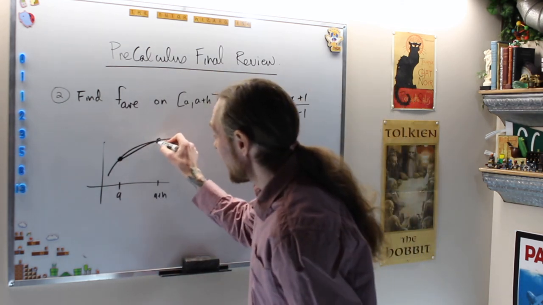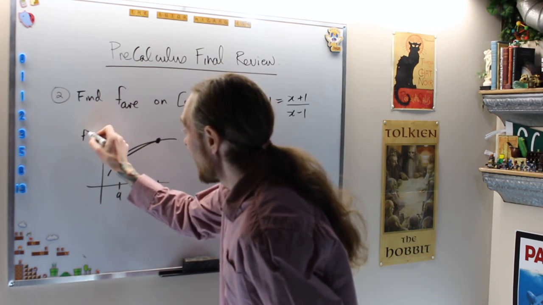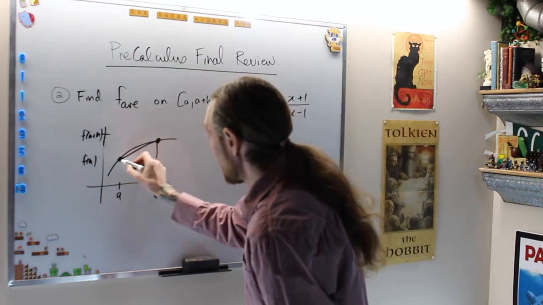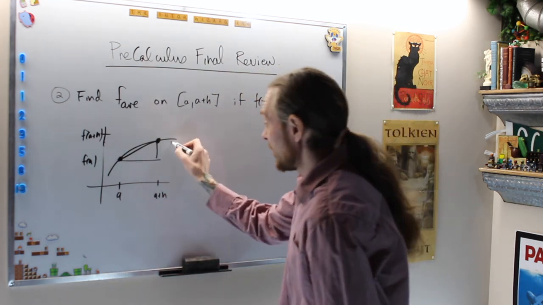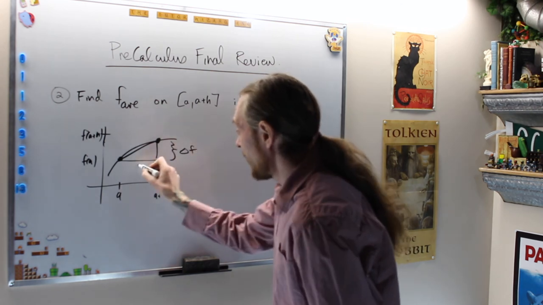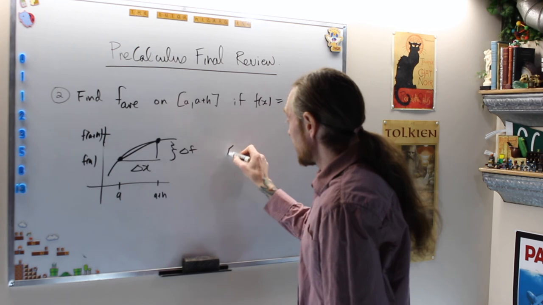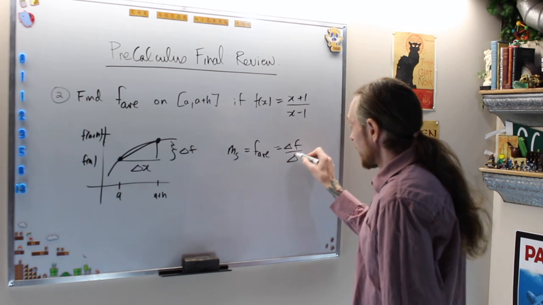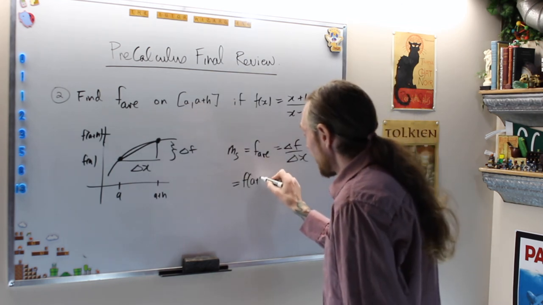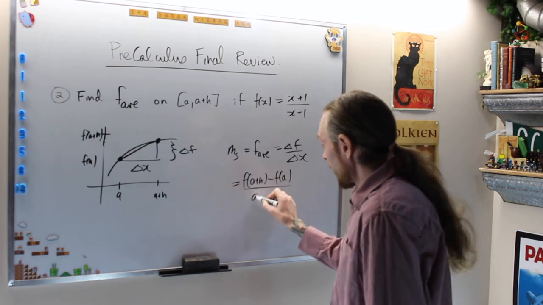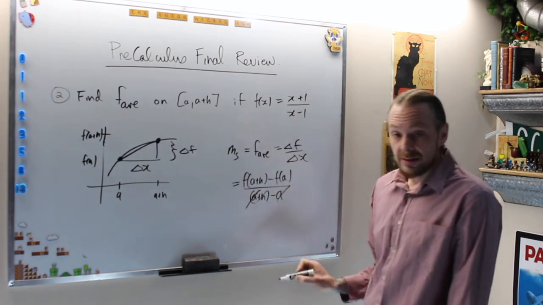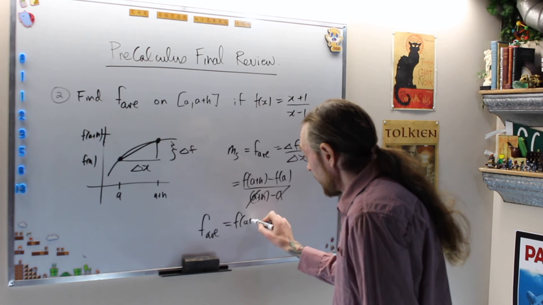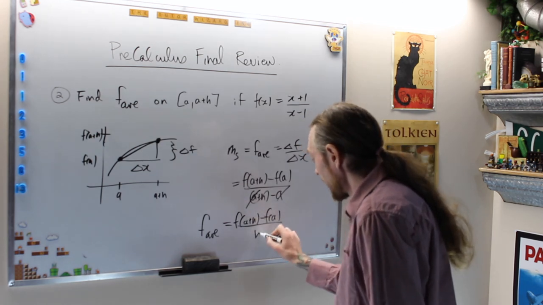That gives us this secant line, which joins f of a plus h and f of a. What that tells us is we're just finding the slope of that secant line, which is the change in f over the change in x. That slope, which we're going to define as f average, is f of a plus h minus f of a over a plus h minus a, and the a's cancel on the bottom. Long story short, f average is f of a plus h minus f of a over h.